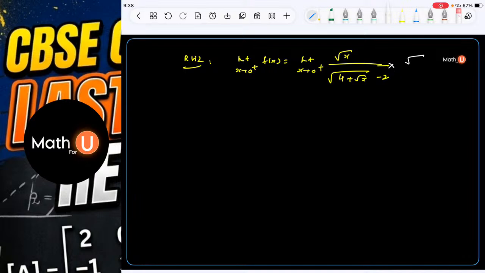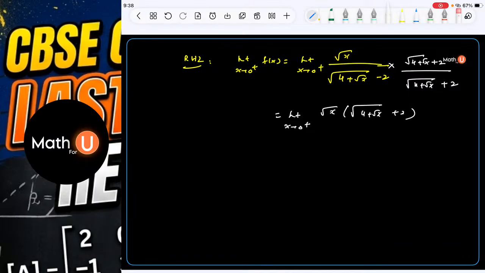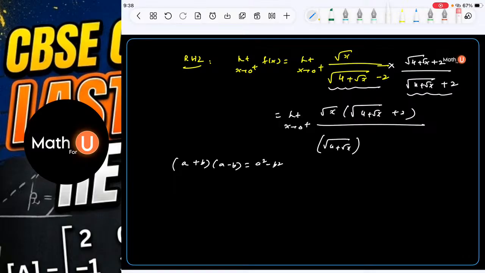Okay, square root of 4 plus square root of x. In place of minus 2, take plus 2 by square root of 4 plus square root of x plus 2. Then limit x tends to 0 plus, square root of x into square root of 4 plus square root of x plus 2. See, this is in the form of a minus b, a plus b. You know that a plus b, a minus b can be written as a square minus b square.